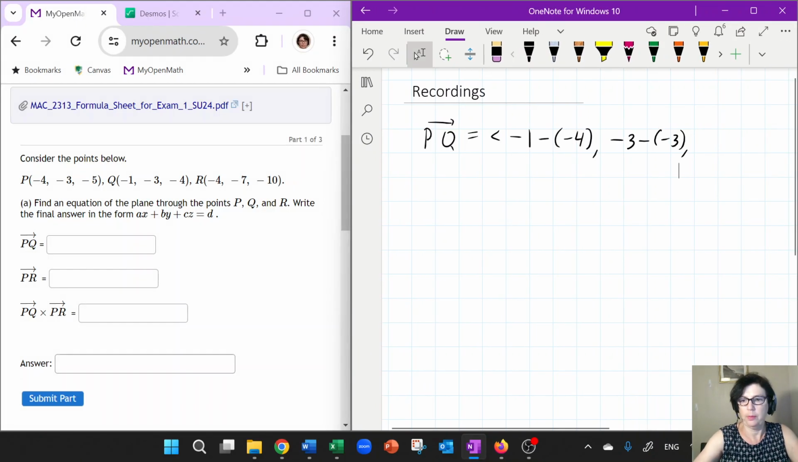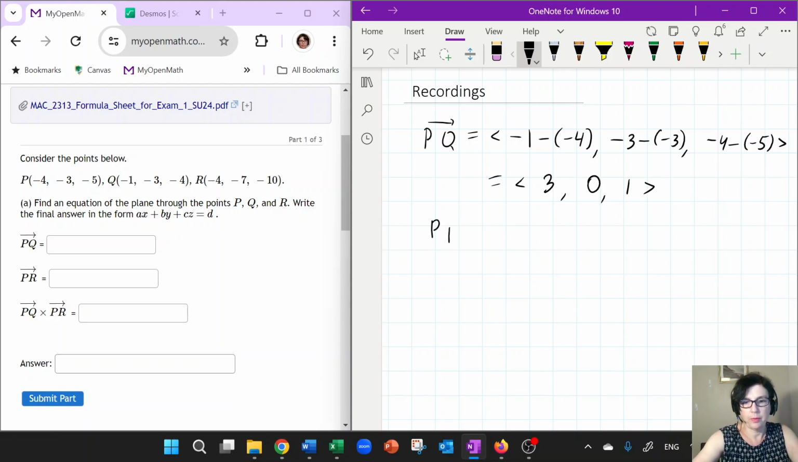and -4, subtract -5. Okay, so a lot of negatives here. So this is really -1 plus 4, which is +3. This will become a 0. This is -4 plus 5, so that's 1.